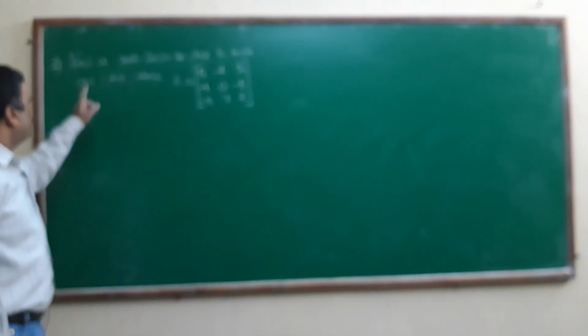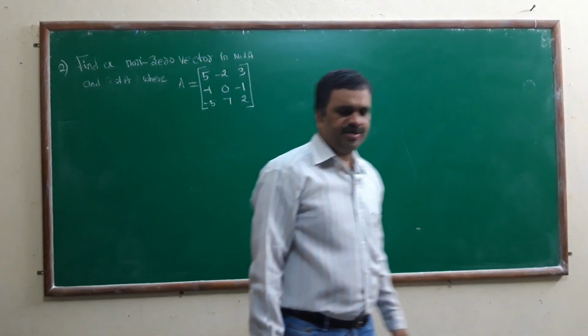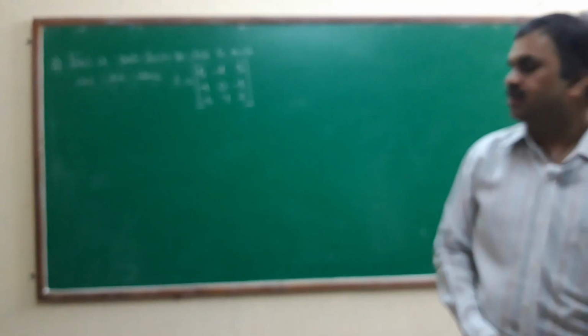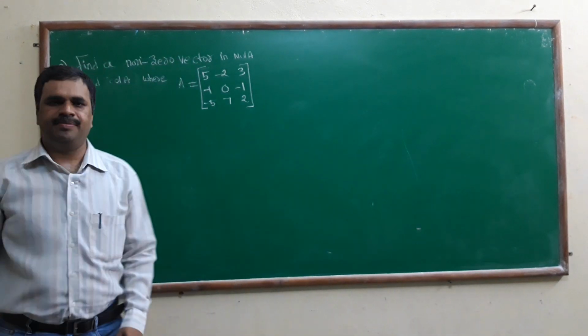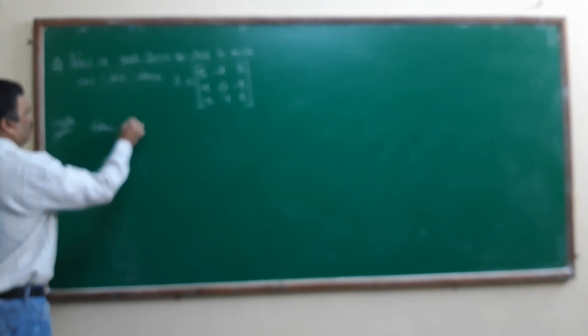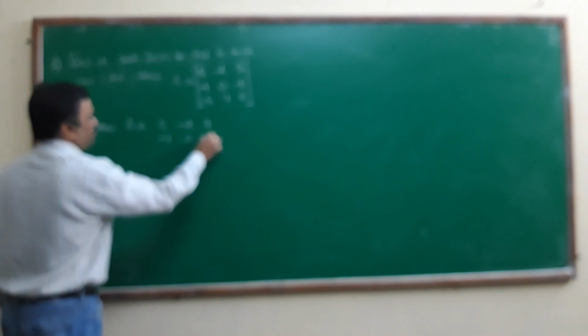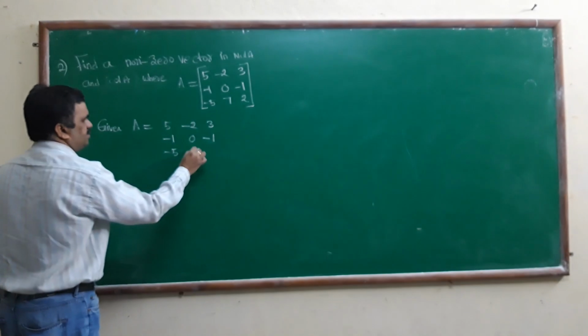Now one more problem. Find a non-zero vector in null A and in column A where A is equal to the given matrix. We have to find a non-zero vector in null A and in column A. Again, same as the previous problem. Solution. Given A equal to 5 minus 2 3, minus 1 0 minus 1, minus 5 7 2.